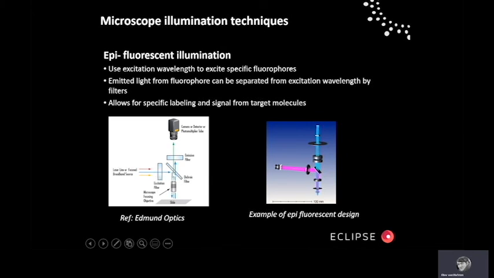Some of the excitation light will also be scattered back, but this will be stopped by the emission filter and the dichroic filter. So what you get is only the fluorescent light that goes back to your camera, and you can now label specific molecules, and this is a very big thing in biology.